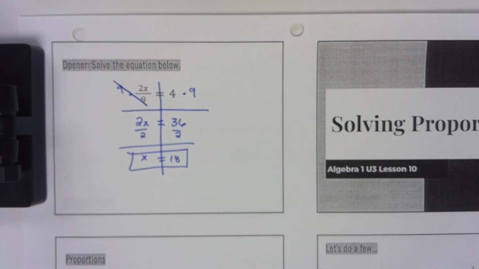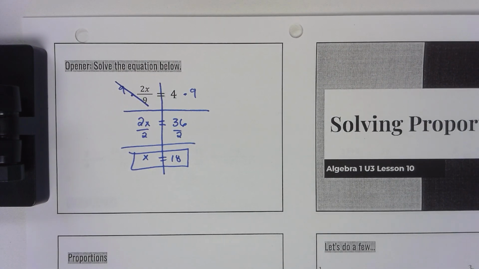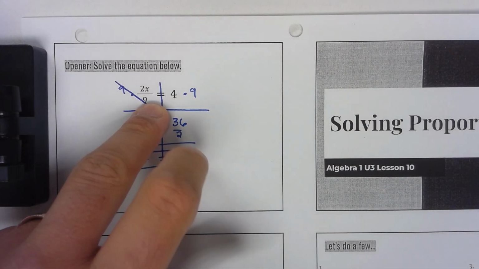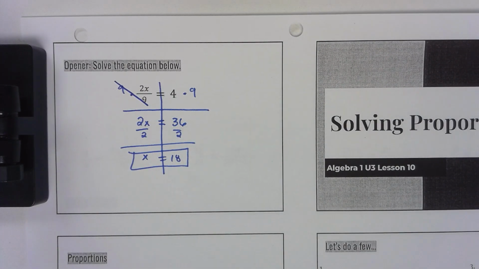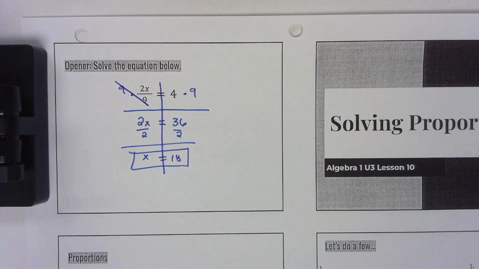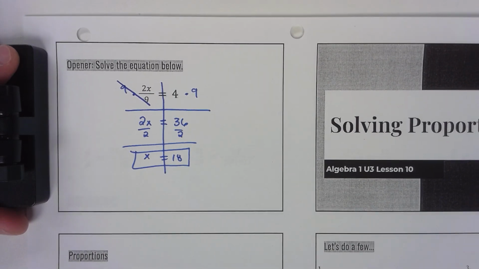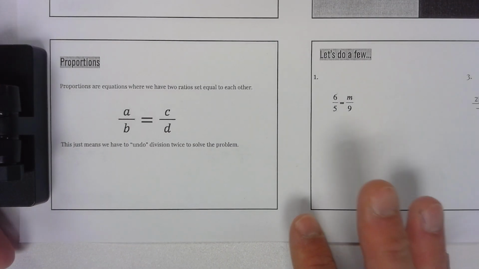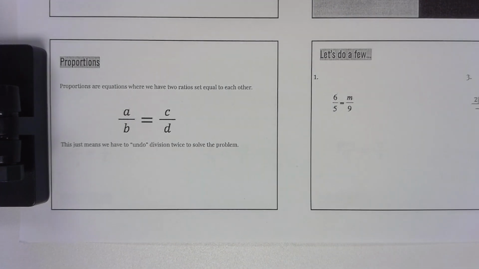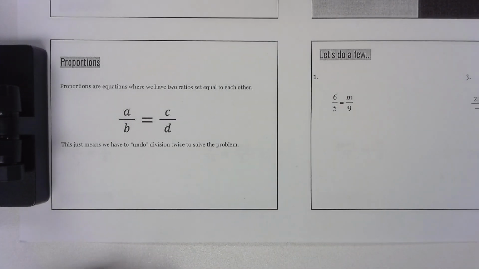Okay, so that's essentially what we're going to work on today. It's just that now we're going to have fractions on 2 different sides. And we're going to undo the division the same way as we've been going about this. All right, so these problems are referred to as proportions. Proportions, just a fancy name for fractions. So when we have 2 fractions equal to each other, we're just going to undo the division twice.